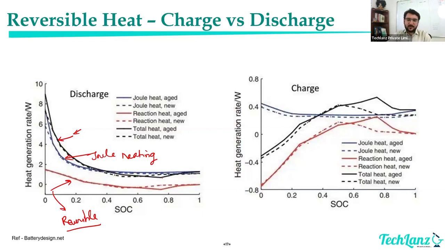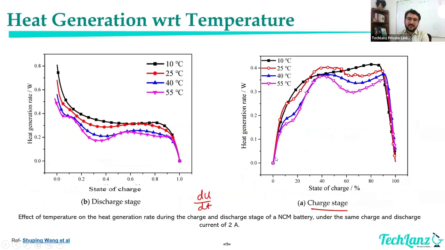But what happens in the charge state? The sign of dU/dT changes, because this is reversible in nature. This is not always positive. This red curve, which was reversible heat, completely changes direction, although the Joule heating remains in the same direction. So the total heat generation direction changes, and that is how you see this curve over here.